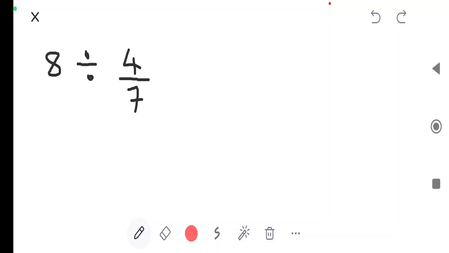Hi guys, today we are going to learn how to divide a whole number by a fraction. Now we have 8 divided by 4/7, or you can say, how many 4/7 can we find in 8?